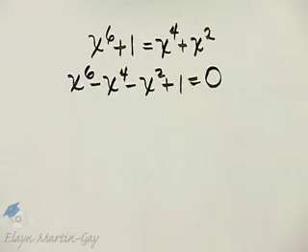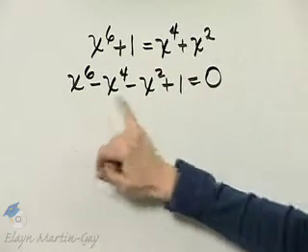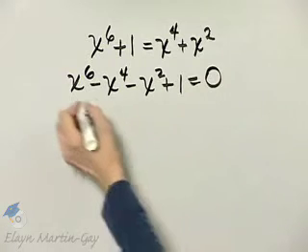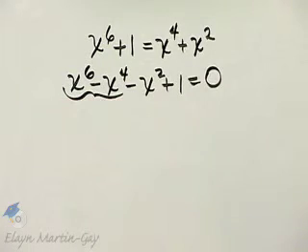And no like terms that I can combine. We have 1, 2, 3, 4 terms. How might I try factoring a 4-term polynomial? Well, we can try by grouping.